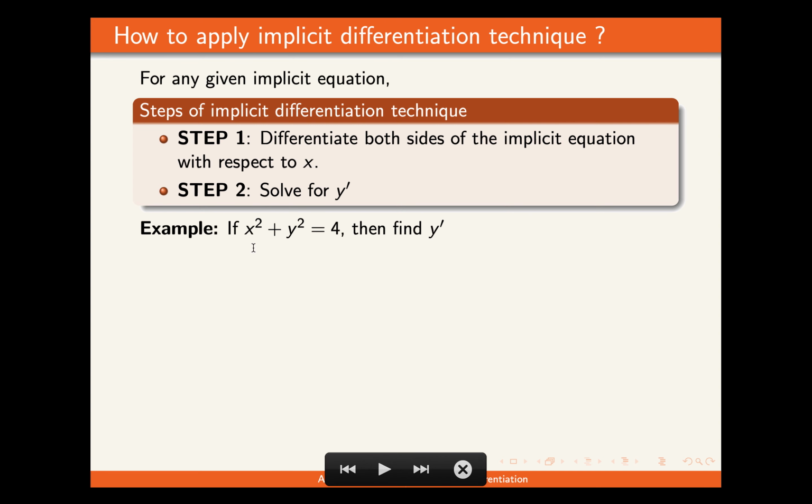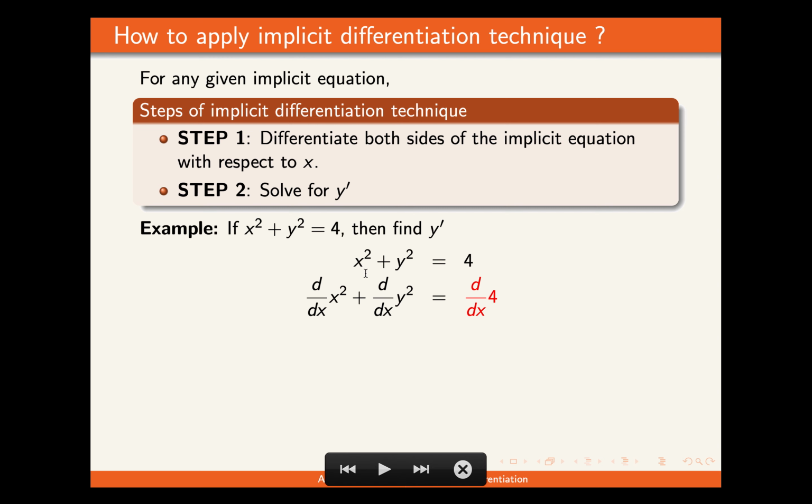So let's say we have given an implicit equation as x squared plus y squared equals 4, and our goal is to find the y prime, or derivative of y with respect to x. So let's follow the first step. Let's write down the implicit equation, and the first step is differentiate both sides of this equation with respect to x, right? So let's differentiate x squared with respect to x, let's differentiate y squared with respect to x, and let's differentiate 4 with respect to x.